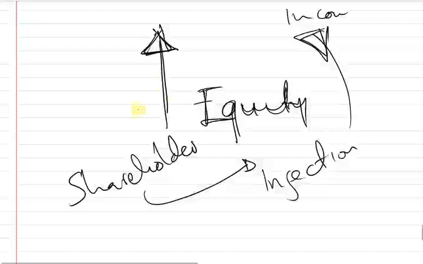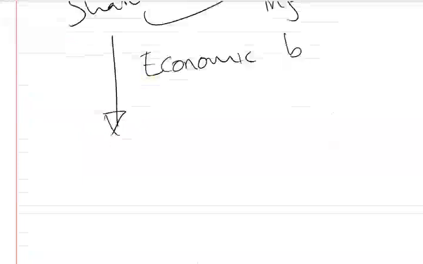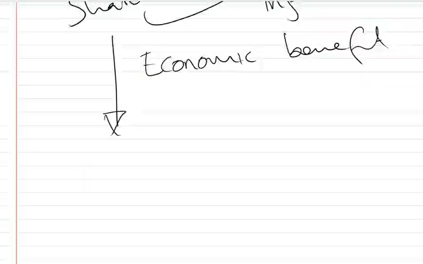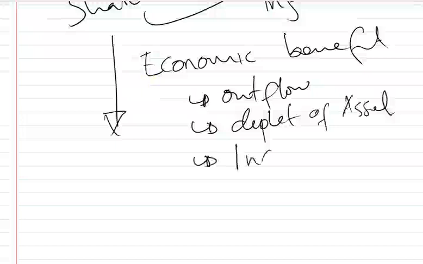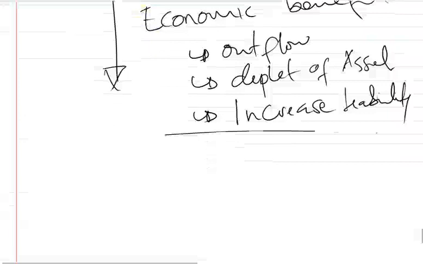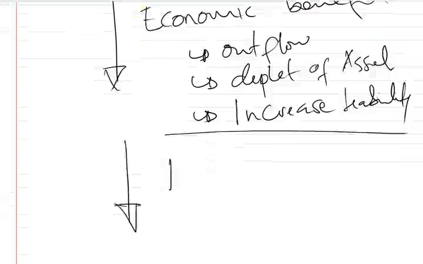So you're saying it is a decrease in economic benefits. This economic benefit can be in form of outflow, can be in form of depletion of assets, or increase in liability. Right. So this will also make the equity go down. Equity will go down.